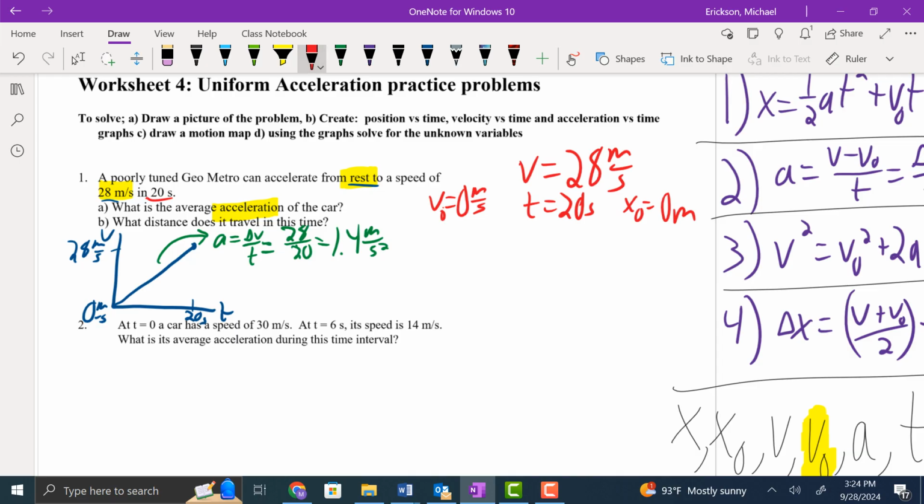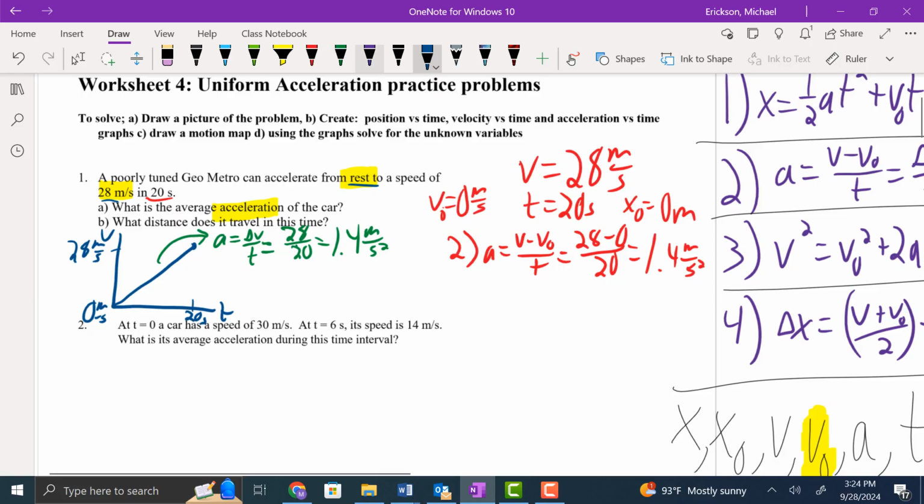So let me say I use equation 2. I have a is equal to v minus v naught over t. Well, that's going to be 28 minus 0 over 20. And look at that, it's the same thing, 1.4 meters per second squared. Very good. All right, hopefully no confusions on part A. Let me do part B.